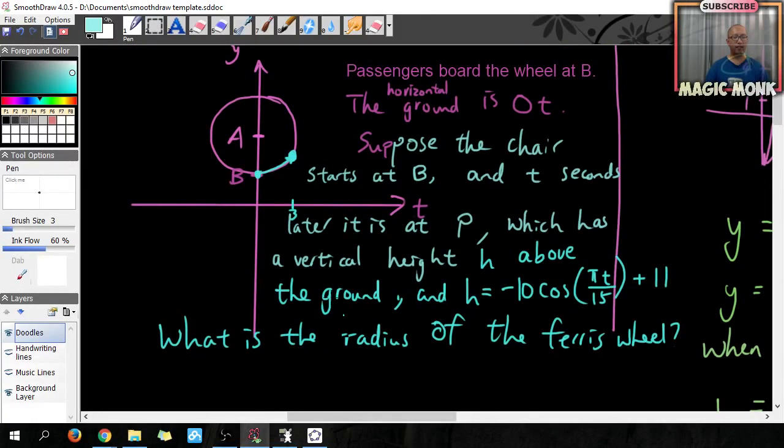Gareth, are you still there? What is the radius of this Ferris wheel?